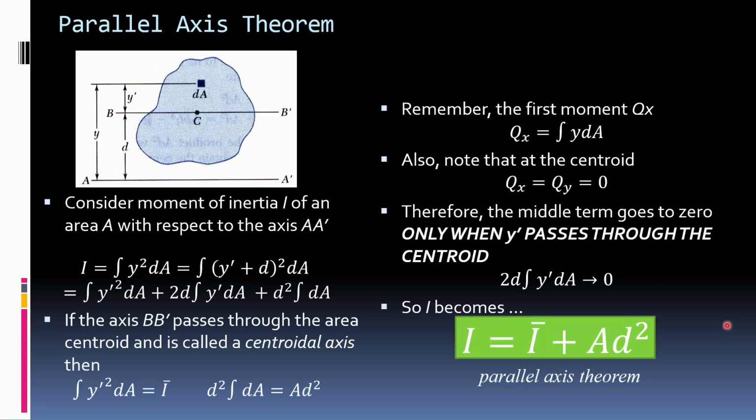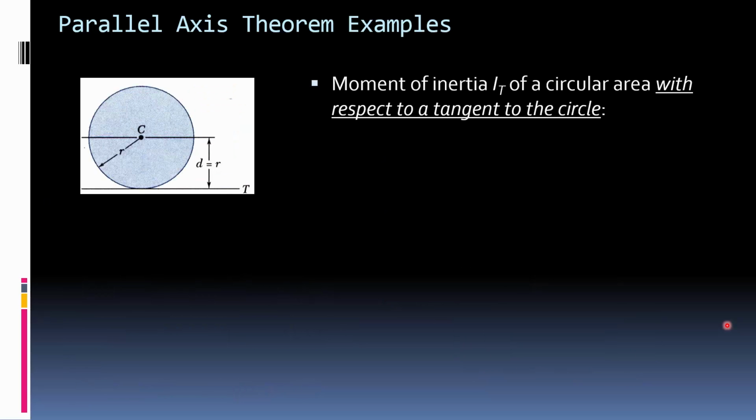Whoa, wrong direction, my bad. Okay, the moment of inertia. Let's figure out the moment of inertia IT of a circular area with respect to the tangent axis, right? Okay, so we want the moment of inertia with respect to this axis.